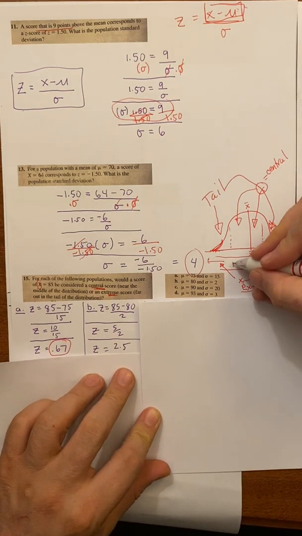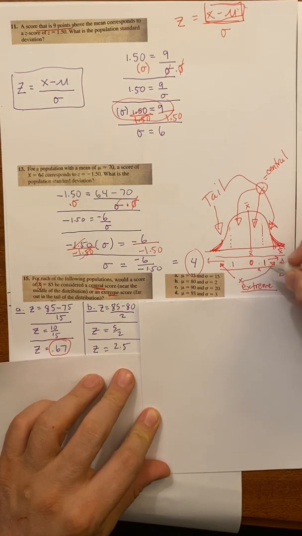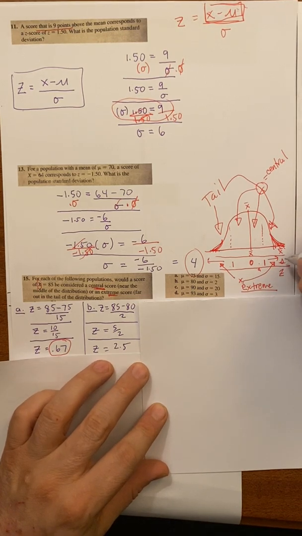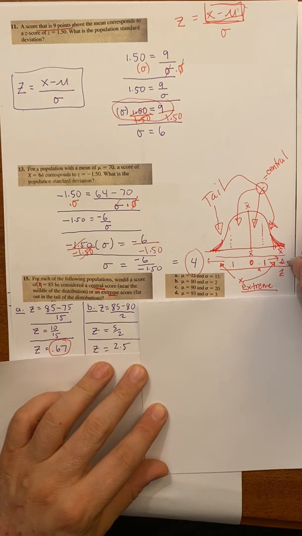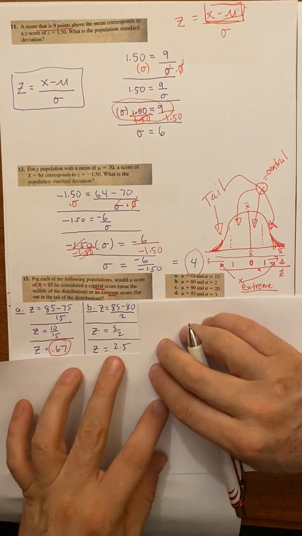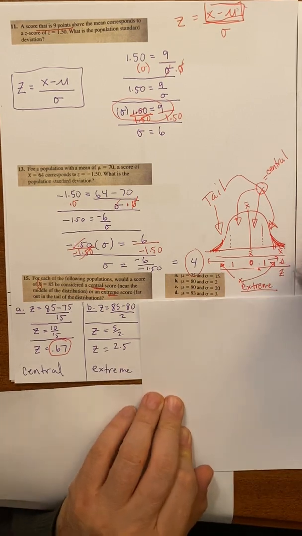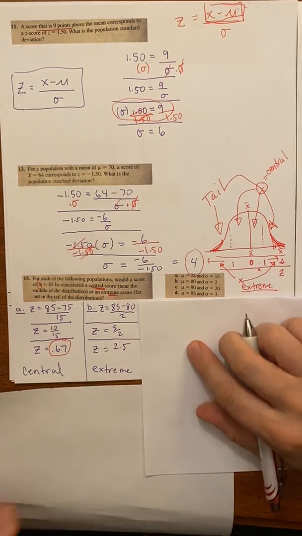Is that z within this 0 to 1 range? No. We're saying that that z is out further, like 2.5 is over here somewhere. So we're saying then that z is extreme, right? It's going to be over here somewhere.